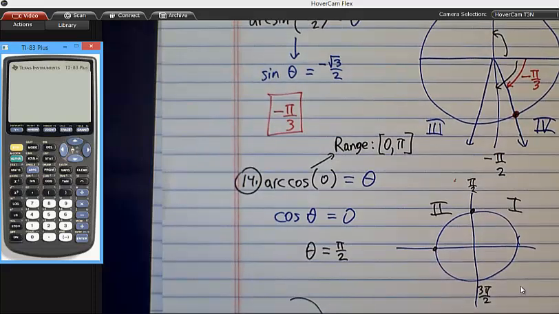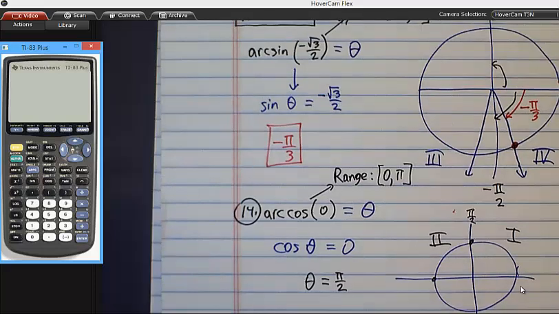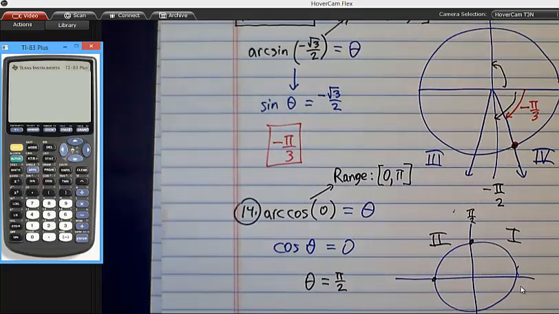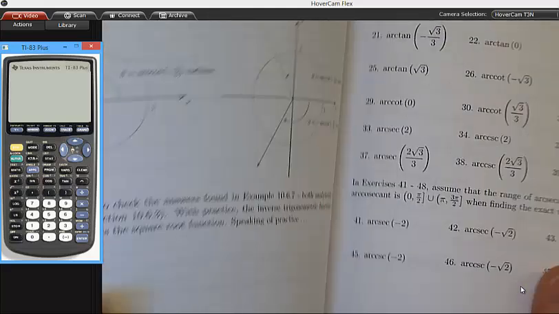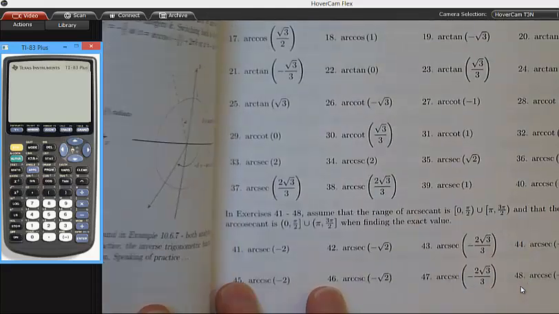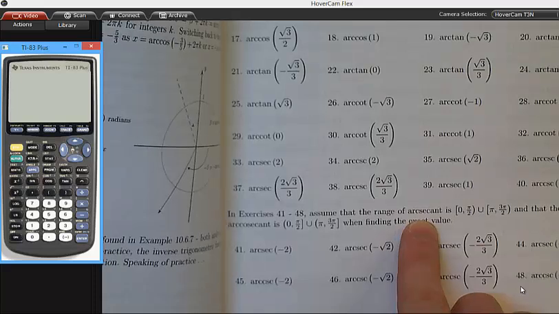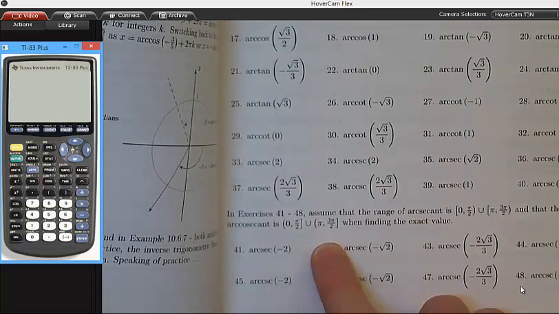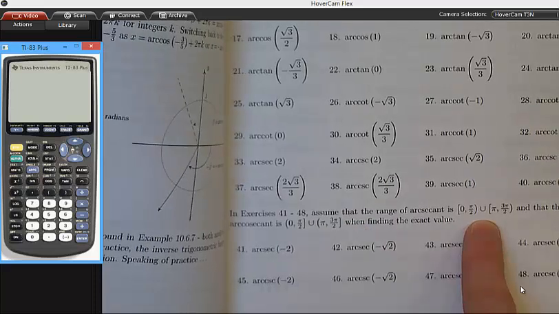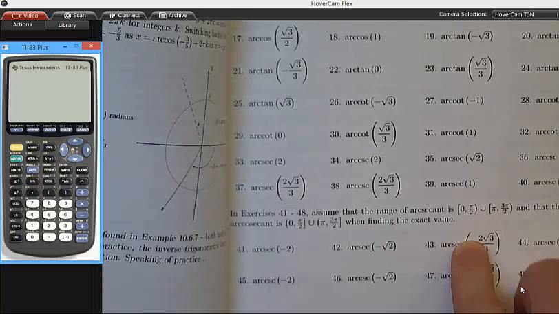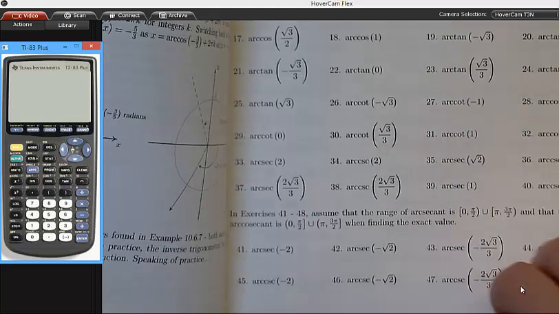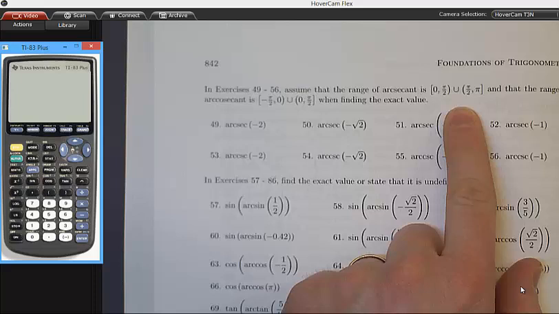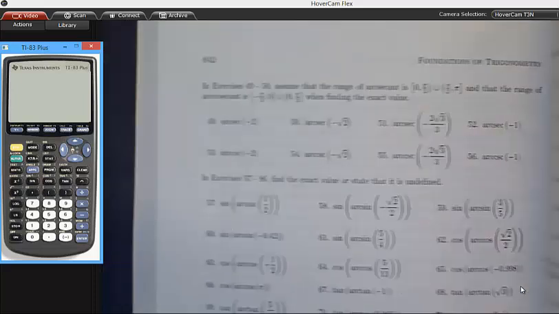And the one last thing I'll tell you, which is really kind of strange, for some of these things, mathematicians haven't even agreed yet what the range should be for arcsecant or arccosecant. So in some of the exercises, they say, hey, use this as your range. And then in the other exercises, they say, no, guys, let's use this as your range. But that's enough for today. It's enough to get you through the homework.